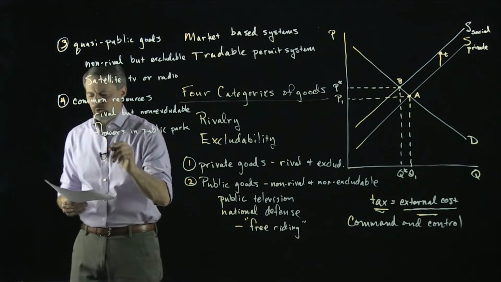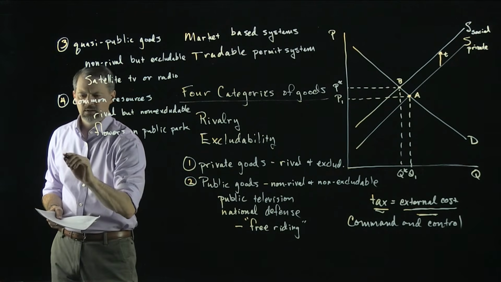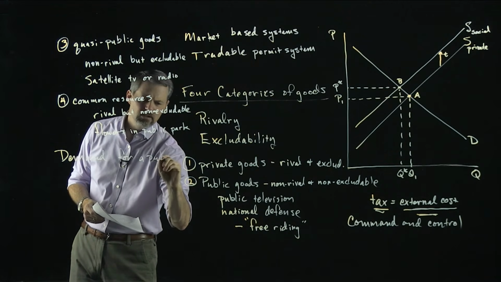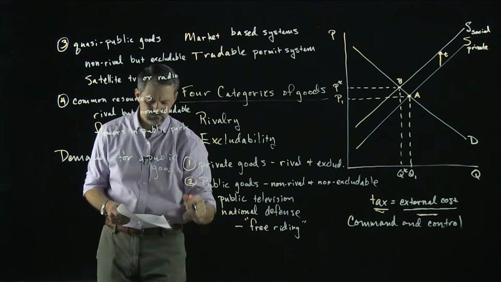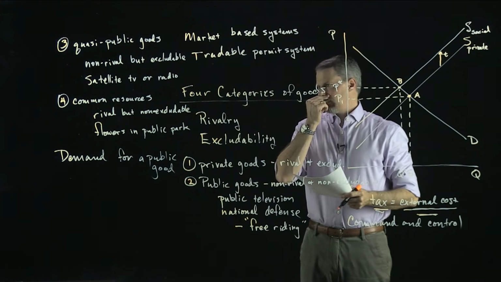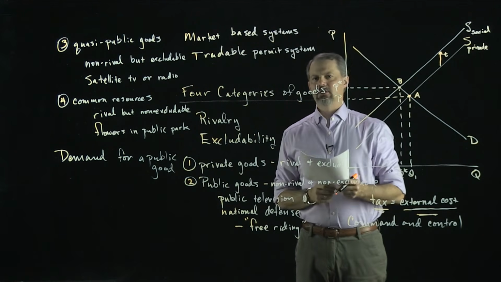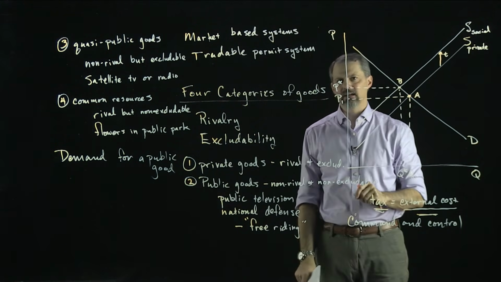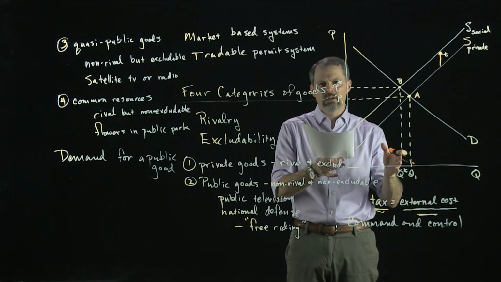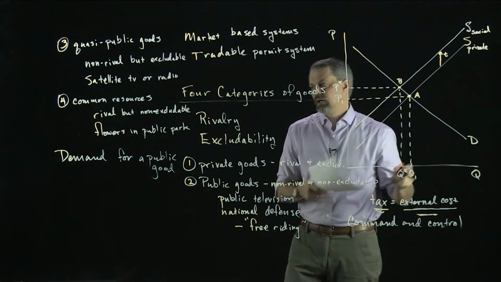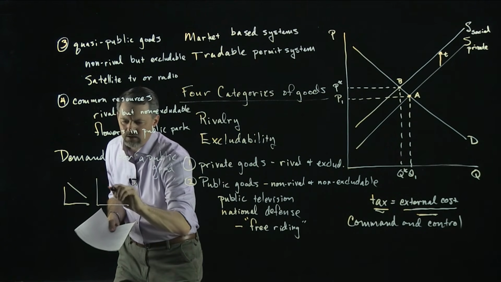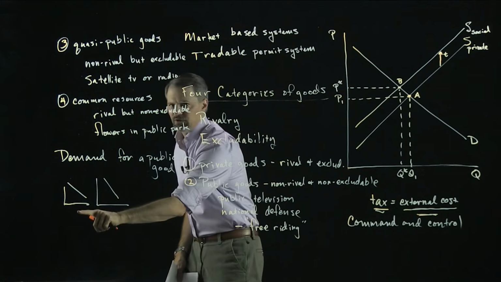Let's talk about demand for a public good. So let's go back to this one and think about demand for a public good. You've talked about how to figure out what the market demand curve for a private good looks like. And the market demand curve for a private good, we know, is just the horizontal summation of all of the individual demand curves. So it looks something like this. I'll draw a little picture. We've got a demand curve, another demand curve. This could be person 1, person 2.